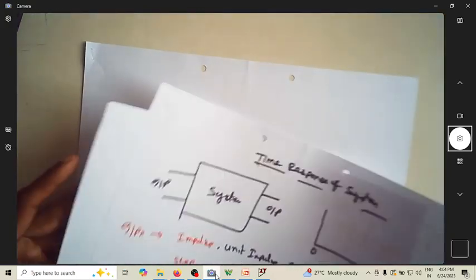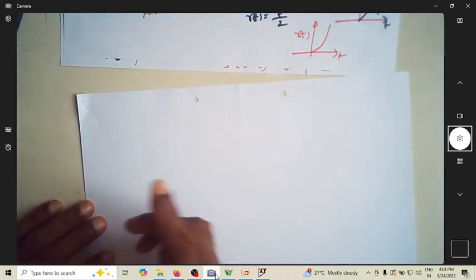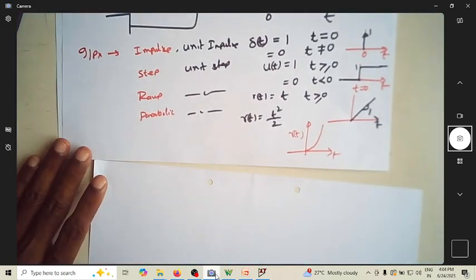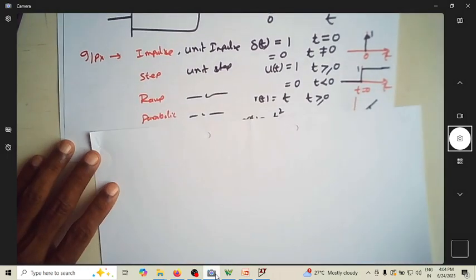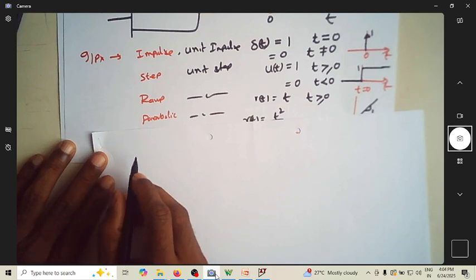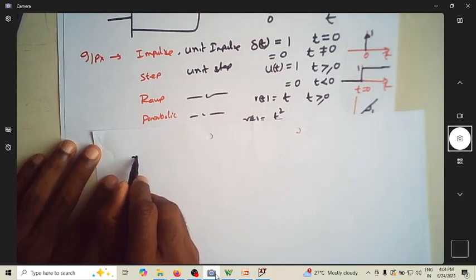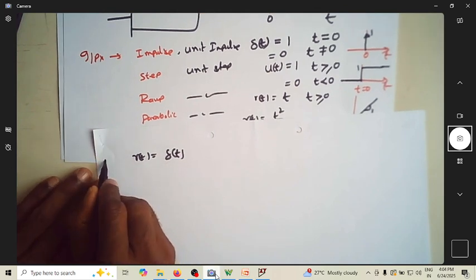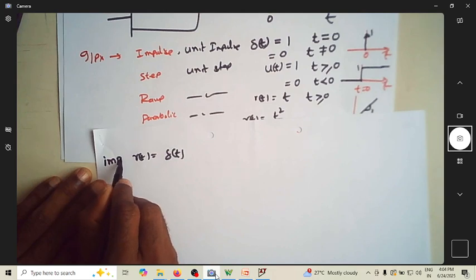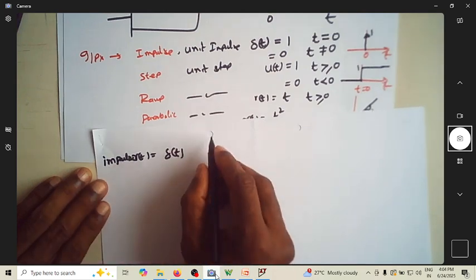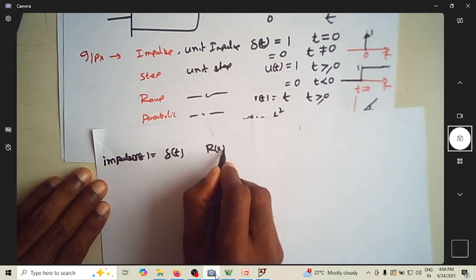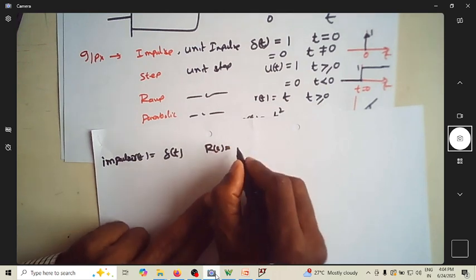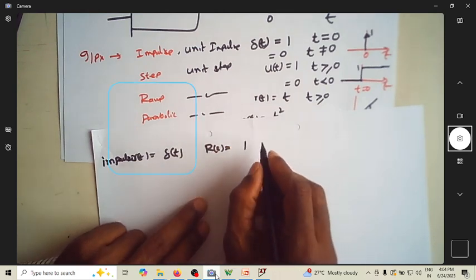So let us move on to the Laplace of the inputs. We have considered these inputs: impulse, step, ramp, and parabolic. Let me take r(t) as delta(t), which is an impulse. Its R(s), its Laplace, is 1.